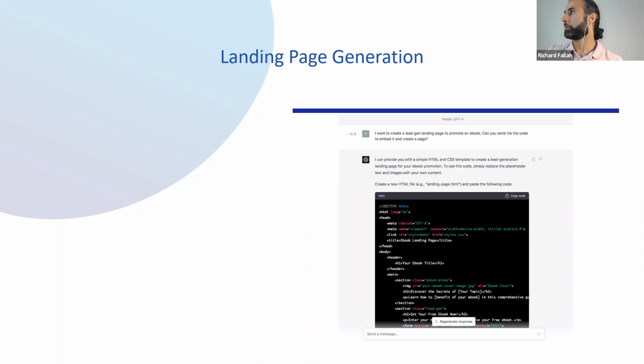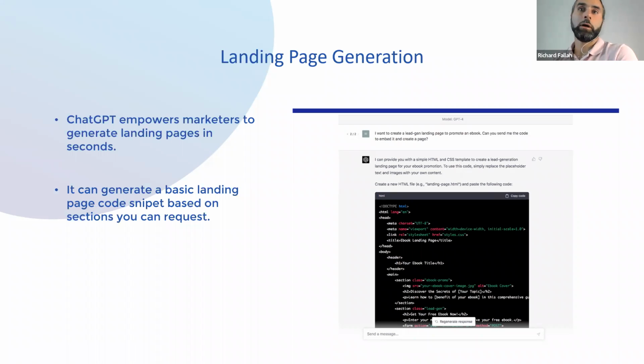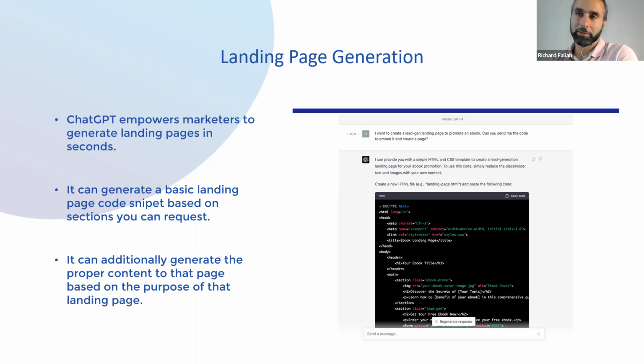Let me go back a little bit here. Sorry, I'm opening a different engine on the other side so I can plug that code in and see how it looks, okay? So marketers can create landing pages in seconds. It can generate a basic landing page snippet. And then after that, you can generate the content for that landing page. So maybe you can say, it's a page for an ebook. Can you create a headline for an ebook that does X, Y, Z, right? So let's see where we are here.